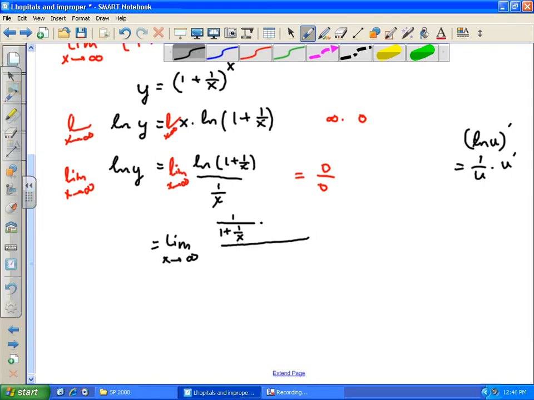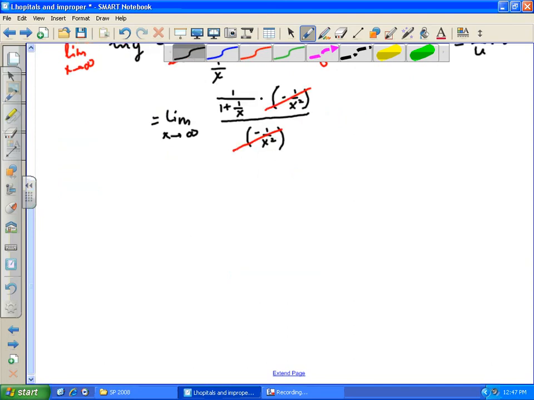Now, what is the derivative of the inside? What is the derivative of 1 plus 1 over x? Derivative of 1 is 0. What is the derivative of 1 over x? Negative 1 over x squared, right? And on the bottom, differentiate the 1 over x on the bottom. What do we get there? Negative 1 over x squared on the bottom also. And luckily, those are completely going to cancel each other. So all we're left with is limit as x goes to infinity of 1 over 1 plus 1 over x.